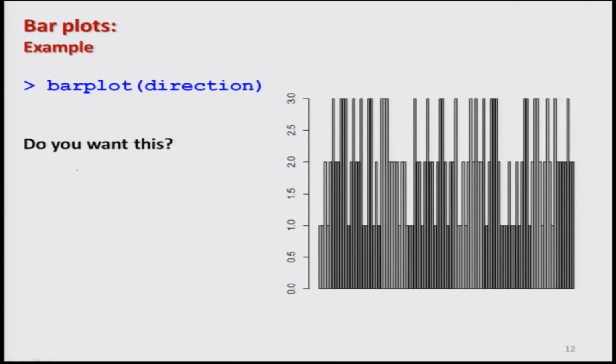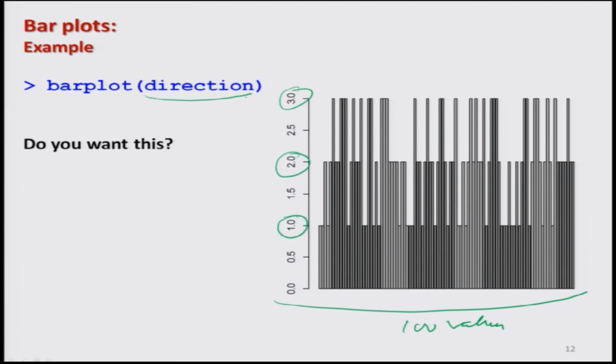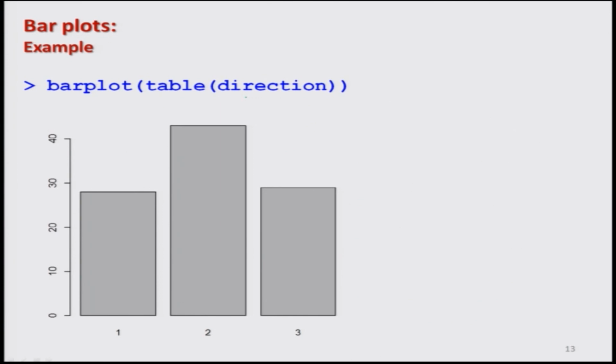You can see here, when I use the direction variable directly, without using the table function, I get this type of graphic. You can see these are actually 100 values. Here the first category is 1, second category is 2, and third category is 3 for the east, west and central directions. But this is the graph that we do not want. So we do the correction and we obtain the correct graphics.